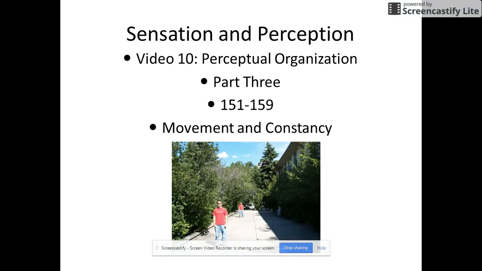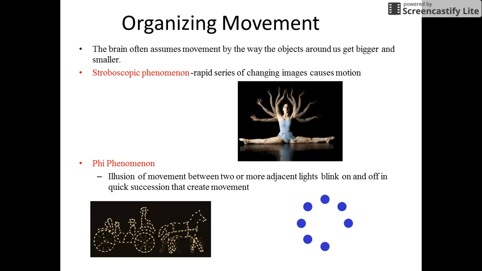Okay, so let's look at video 10. This is part 3 of perceptual organization. We're going to look at movement and constancies. So, how our brain understands movement.